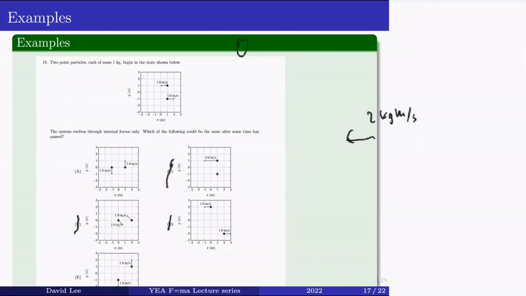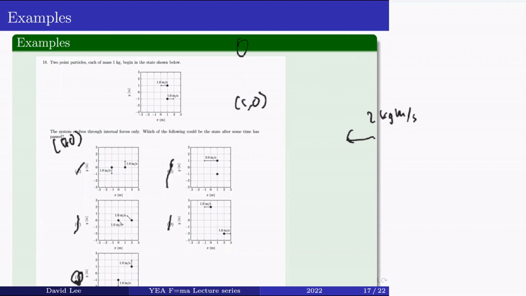And what this means is that the center of mass can never move. So initially we see that the center of mass is around here, at position 1,0, if we treat this as a coordinate plane. But after some time in answer choice A, what's its center of mass? Well, the center of mass becomes 0,0, and this is not allowed. So we can also eliminate choice A, and the only choice we're left with is answer choice E.